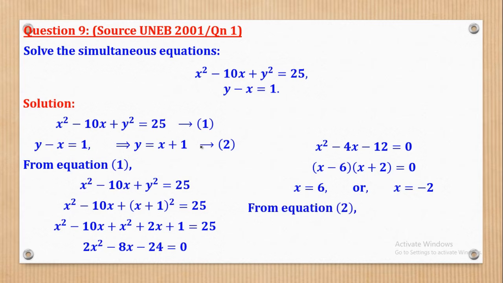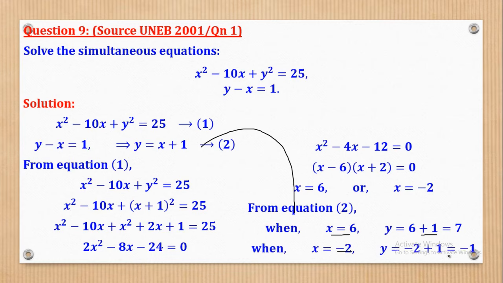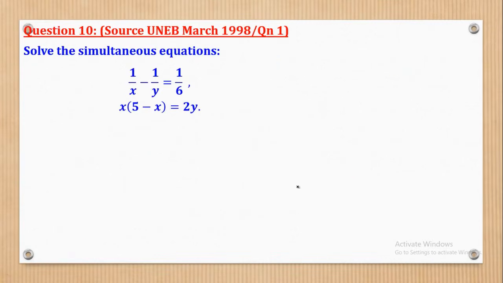Now from equation 2, I'll be able to get the value of y. When x is 6, y will be equal to 7. And when x is negative 2, y will be equal to negative 1. So now we shall go to question 10, which came from UNEB of March 1998, paper 1, question 1, and it says solve the simultaneous equations, these two.